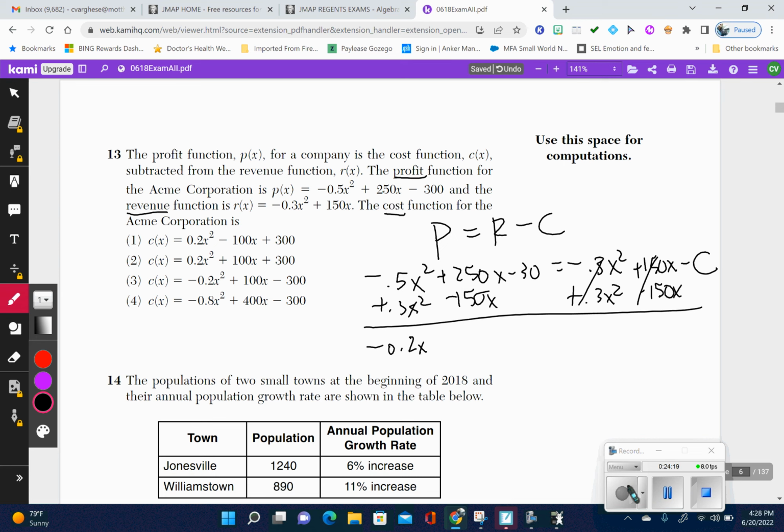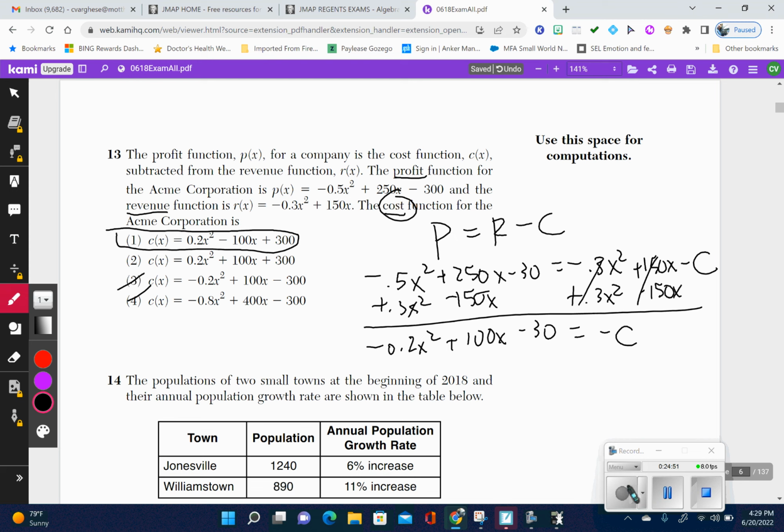0.2x squared, and then 250 minus that is positive 100x, and this is minus 30, and that's equal to negative c. So just switch the sign because we don't want negative c, we want cost. So switch the sign of everything, so that's going to be positive 0.2x squared. So automatically these two are out. This is going to be negative 100x, so automatically it's the first one.